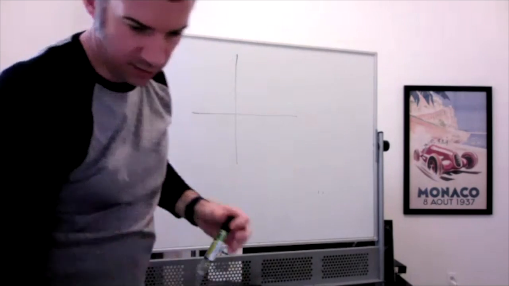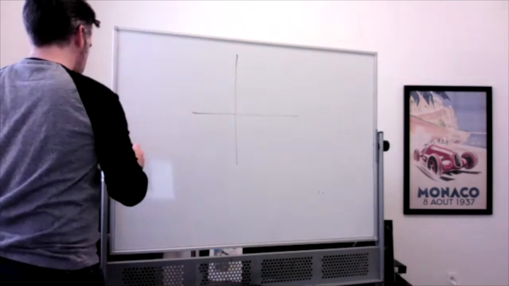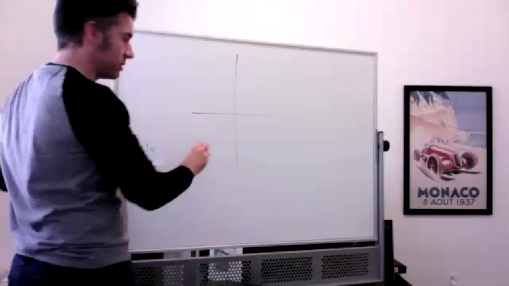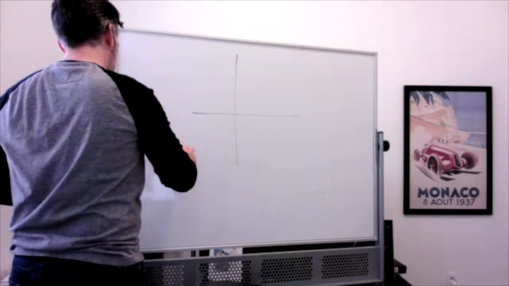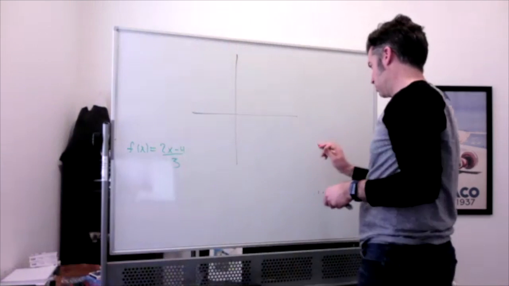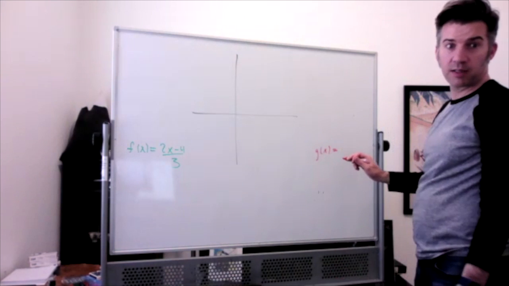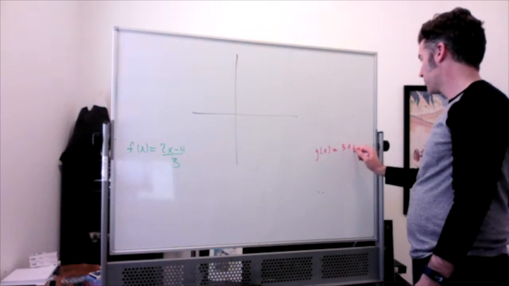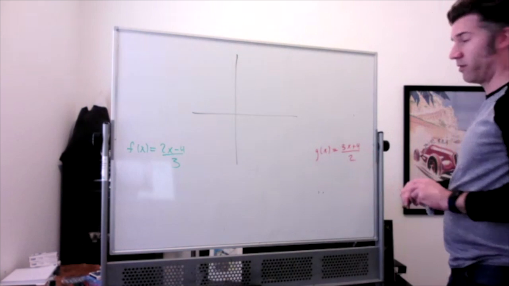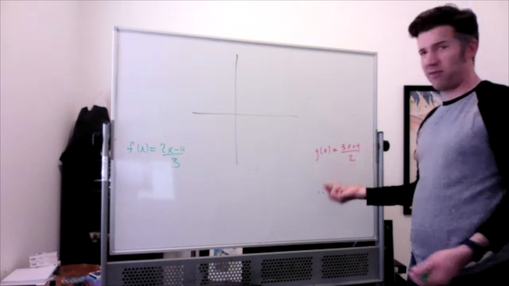So I'm graphing f of x equal to (2x minus 4) over 3, and g of x equal to (3x plus 4) over 2. Let's graph g first. To graph this line, and I know it's a line because I have x to the first, I'm going to find my intercepts.